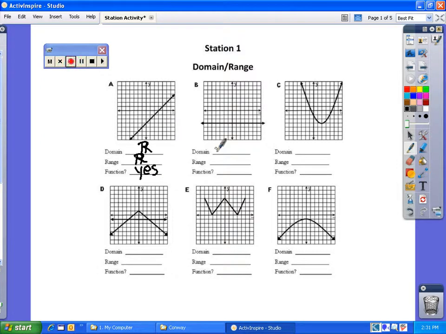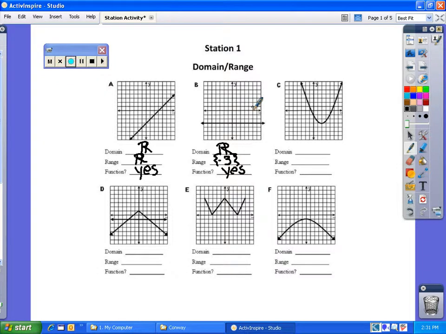Second domain, again, this keeps going left and this keeps going right, so there is no boundary you can draw, therefore it's all real numbers. And your range is actually only one value. This line is the highest and it's the lowest point. So you really only have one value in your range, and that's -3. Yes, this is still a function because it passes the vertical line test.